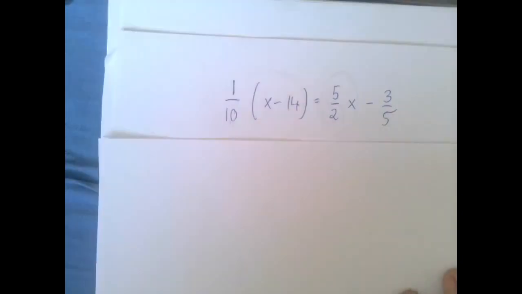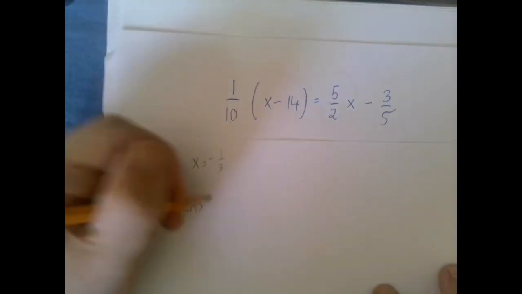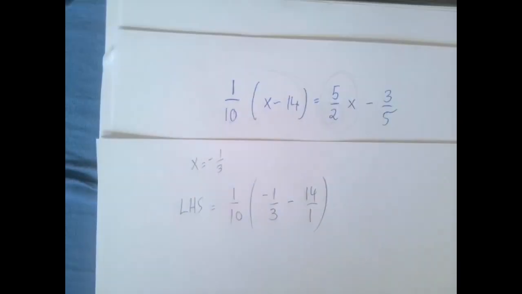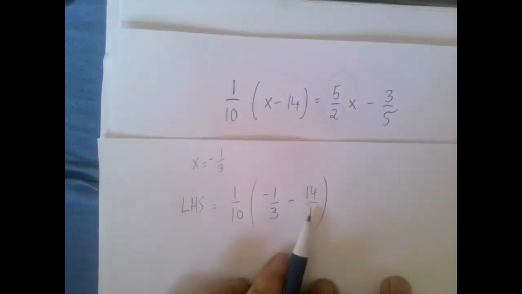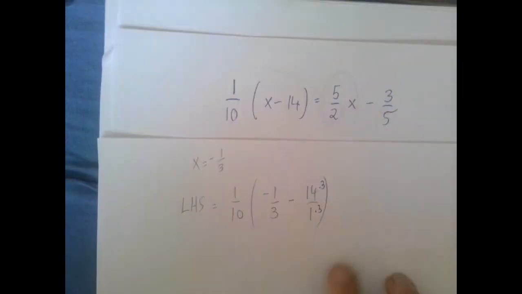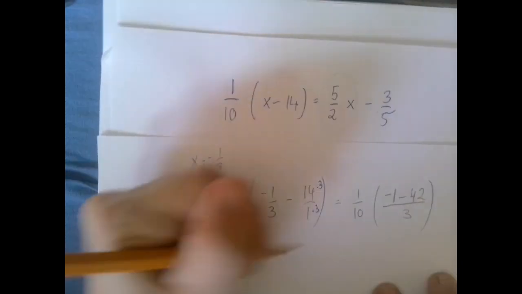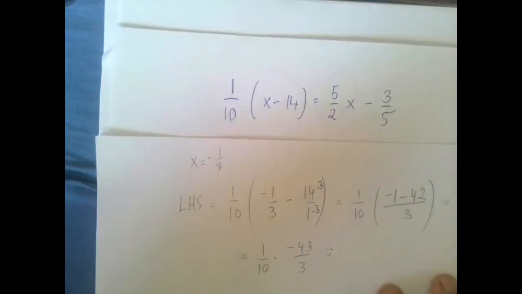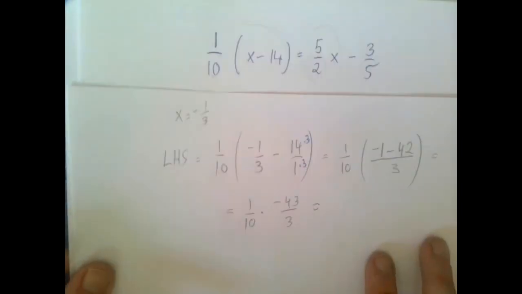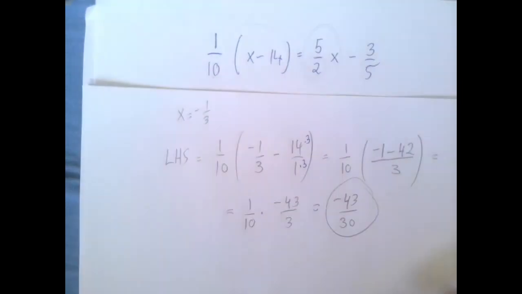So we think that x equals negative 1 over 3. So then the left-hand side is 1 over 10 times negative 1 over 3 minus 14. I'm going to write 14 over 1 because I'm kind of sensing a common denominator situation. To bring this to the common denominator, 3 is a good common denominator, so we're going to multiply upstairs and downstairs by 3. And so we get 1 over 10 times negative 1 minus 42 is that 1 over 10 times negative 43 over 3. It's negative 43 over 30.